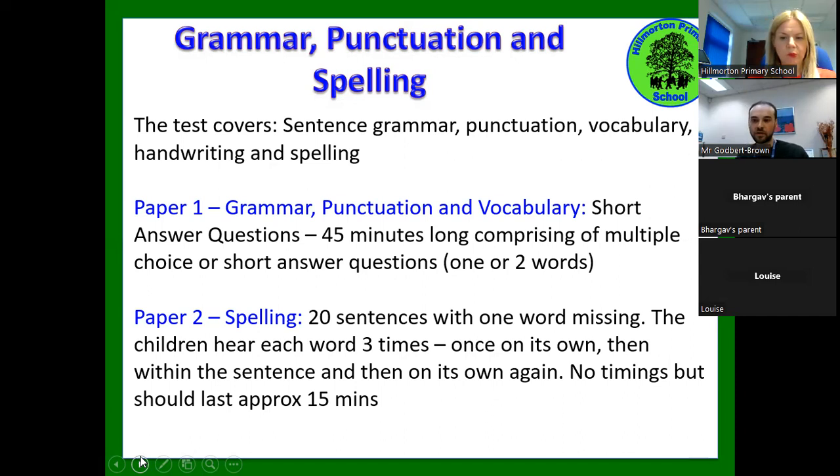It'll be me and Mr. Stewart delivering that, and we make sure that we read it, and we'll be checking to make sure everyone has finished writing before we move on to the next one. So it might take around 15 minutes, but we make sure that everyone has as much time as they need before we continue. But then both of those get added together. So the spelling and the grammar paper get added together, and that's how they get their score for that one.